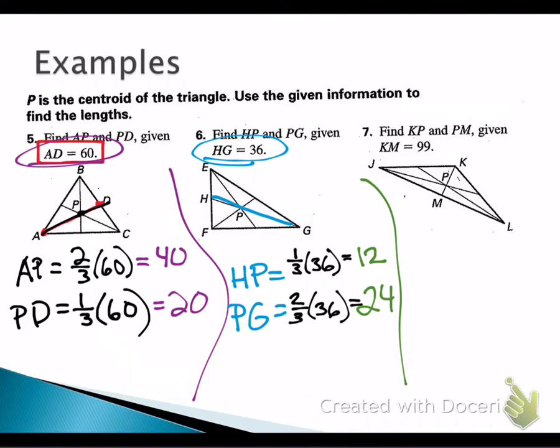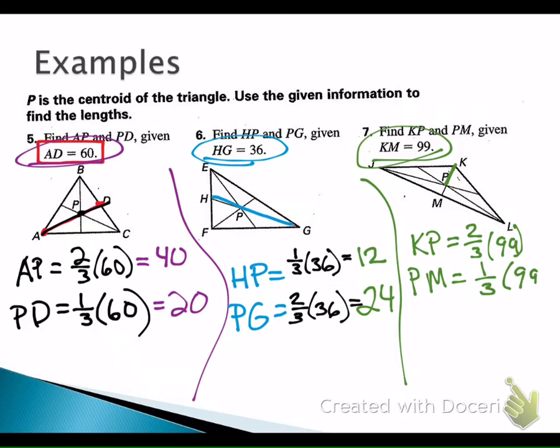All right, number 7. KP and PM is what we're looking for, and the whole thing is 99. So KP, is that going to be the longer one or the shorter one? The longer one. So that's going to be 2/3 times 99. PM is going to be the shorter one, so that'll be 1/3 times 99. Good. So the longer one's 66, the shorter one is 33.